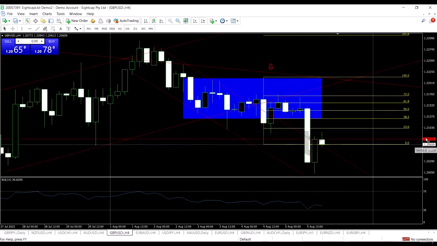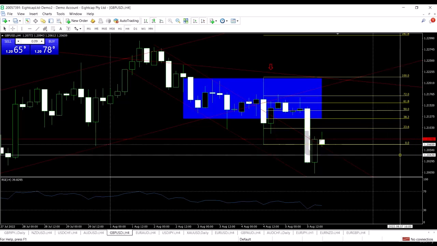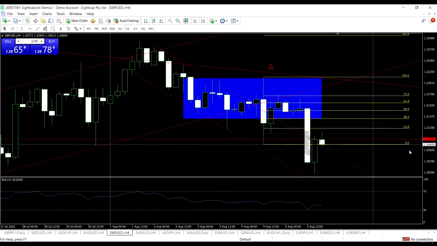So this is 1.20780, and then this is 1.20659. As you can see, there's a difference between these two prices. This one on top is the ask price and this one is the bid price. That's just an example of the ask price and the bid price.